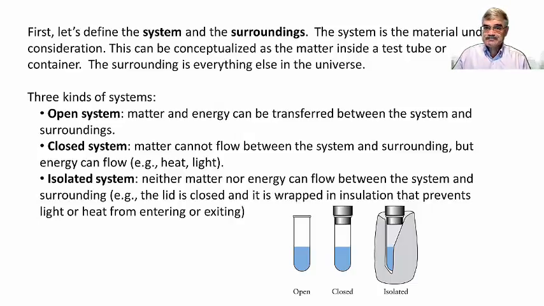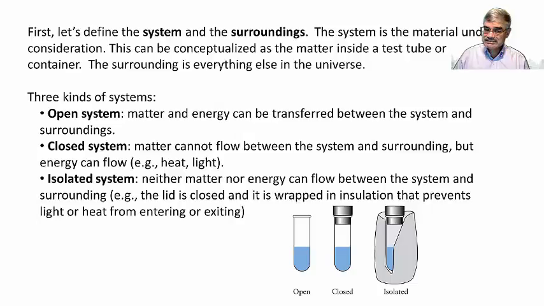Matter and energy can be transferred back and forth between what's inside the test tube or the cup and the surroundings. And this transfer back and forth applies not only to matter, but also to energy in the form of light or heat. A closed system, then, is one in which you have a cork or a lid on the container, so that matter cannot flow back and forth between the system and surroundings, but energy might flow back and forth. Energy in the form, again, of heat or radiant energy.